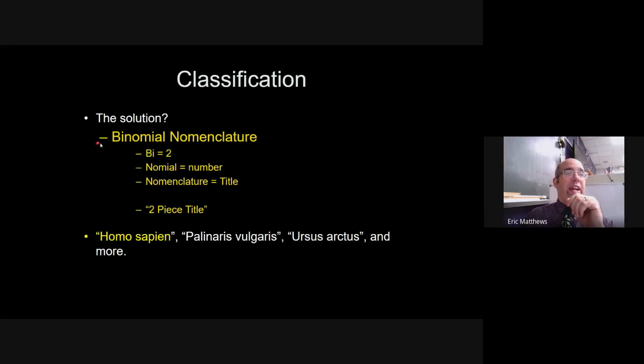So this is a fancy term. We call it binomial nomenclature. And once again, everything's in Latin. So if we break it down, bi, like a bicycle, means two wheels. Well, binomial means two numbers. And nomenclature is a really fancy term for its name or its title. So binomial nomenclature just means this Latin name that we're all familiar with: Homo sapiens, Panthera leo, Ursus arctos, et cetera, et cetera, et cetera.